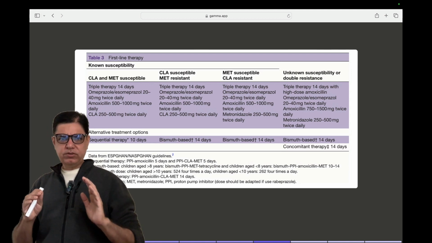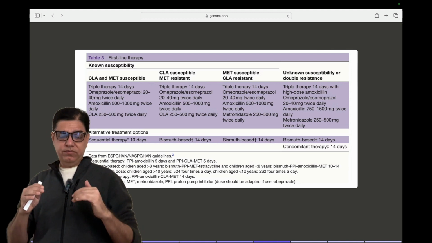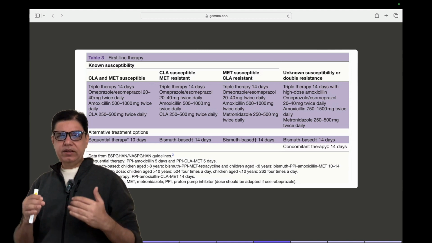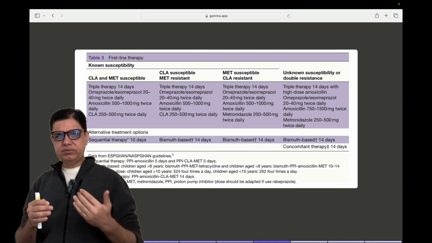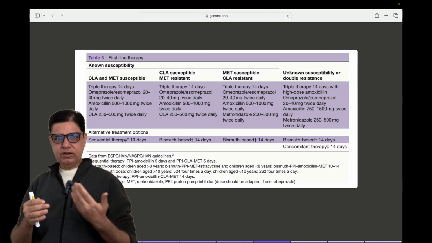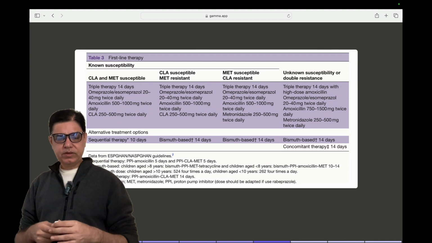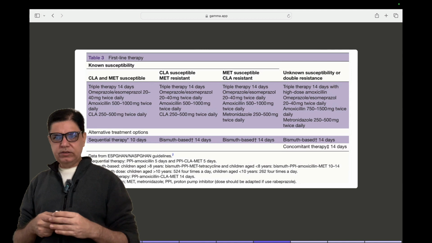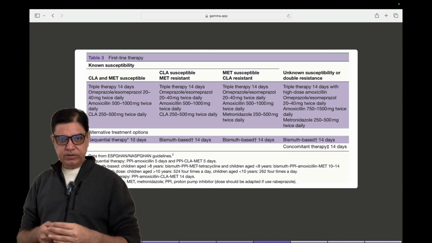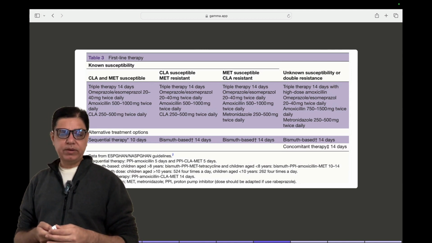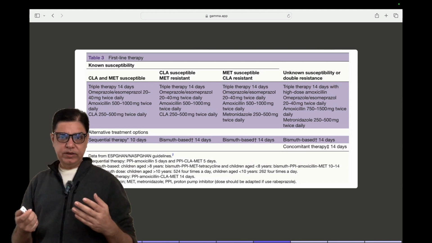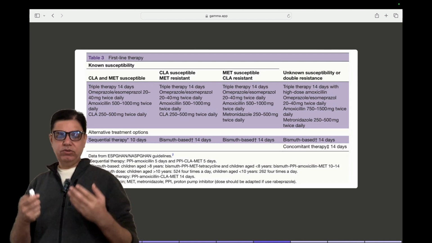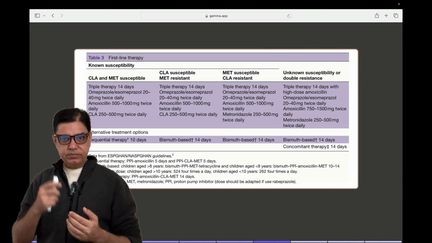And some of the alternative treatment options are that if you think that the resistance would be a big problem, then you can add a bismuth-based medication. So bismuth salicylate can be added, and you can continue the treatment for 14 days. So 14 days of treatment is given in all these triple or quadruple regimens. And after that, you will check them again to see if the organism has been eradicated. But you don't need to do the endoscopy again. Probably you'll go with non-invasive tests like the urea breath test and the stool antigen test.